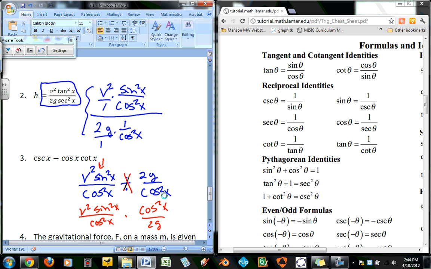All right. And now when you're multiplying, you look diagonal and you cross out, just like in any other math class, right? You look diagonal and cross out. The cosines cross out easily, and that's nice. So I'm just left with v squared times sine squared x all over 2g. And that's it right there, and you're done.